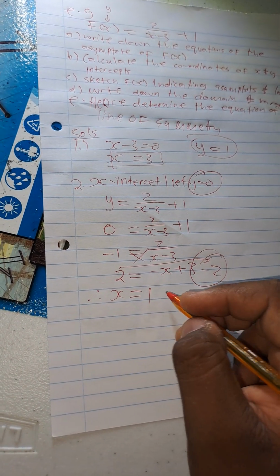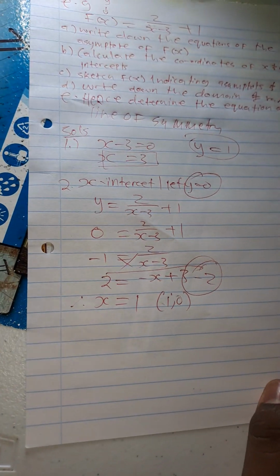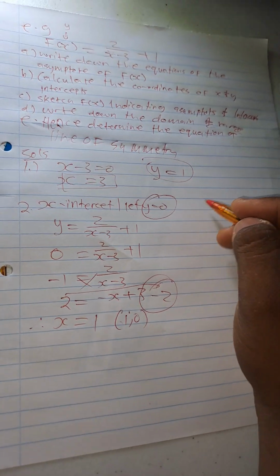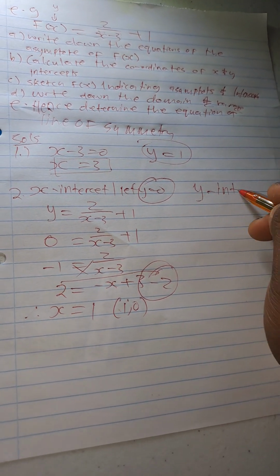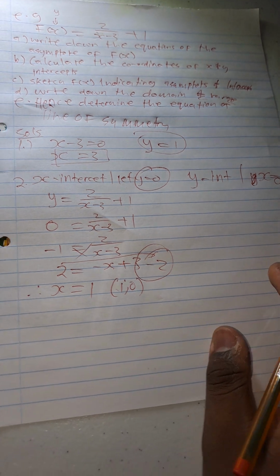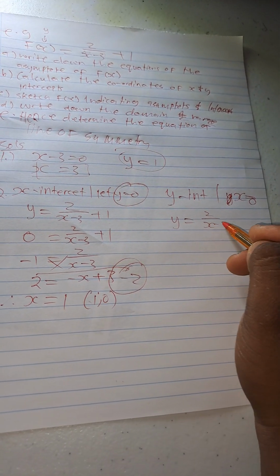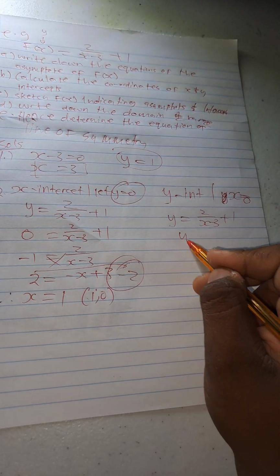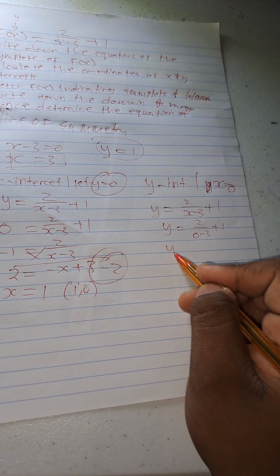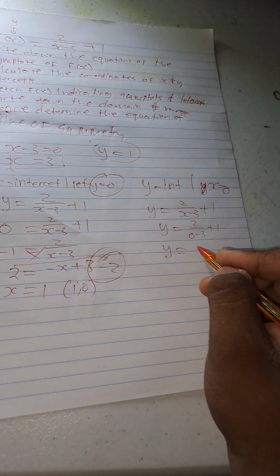So since I have my x is equals to 1, I can write my coordinates already so that I don't forget. And then next, I get what? My y-intercept. Y-intercept, let x is equals to 0. Okay, and then I write my equation. Y is equals to 2 over x minus 3 plus 1. Y is equals to 2 over 0 minus 3 plus 1. It will be y is equals to, what is 2 over minus 3 plus 1? I'll get 1 over 3, 1 over 3.